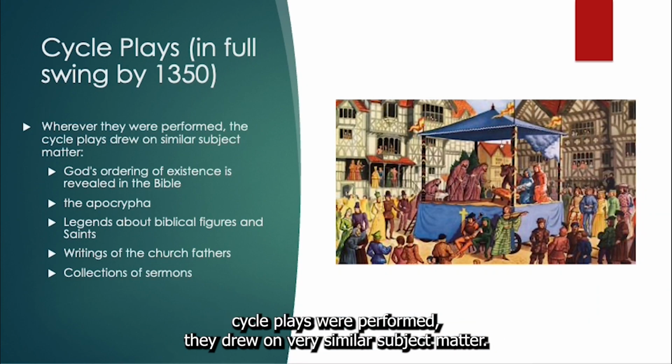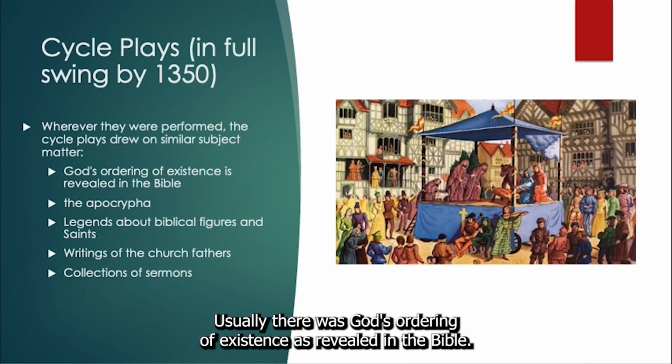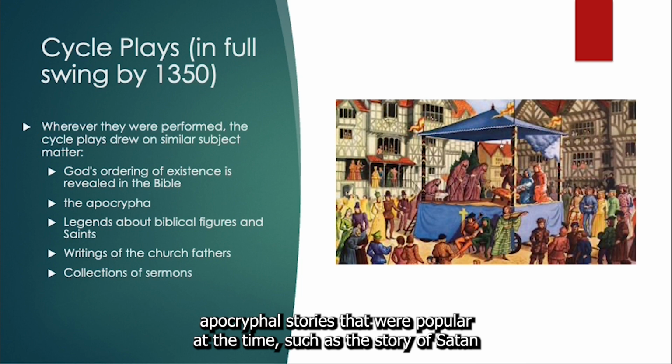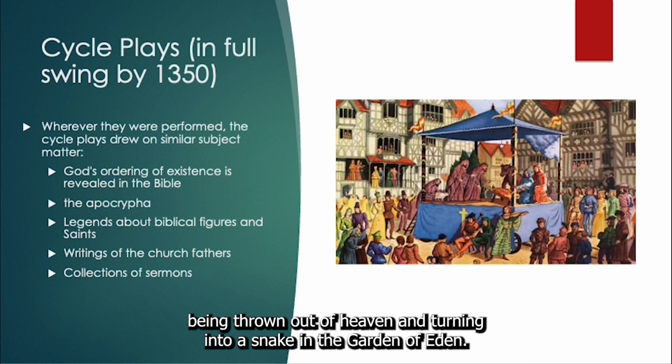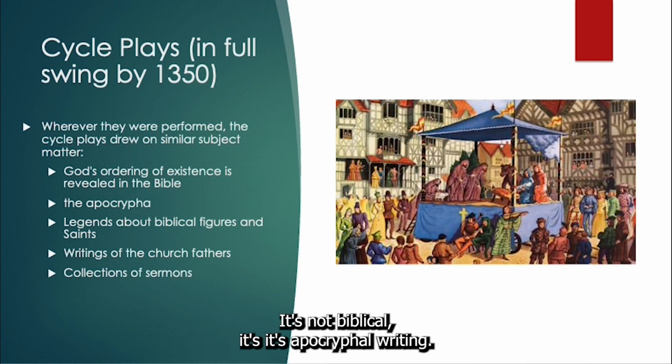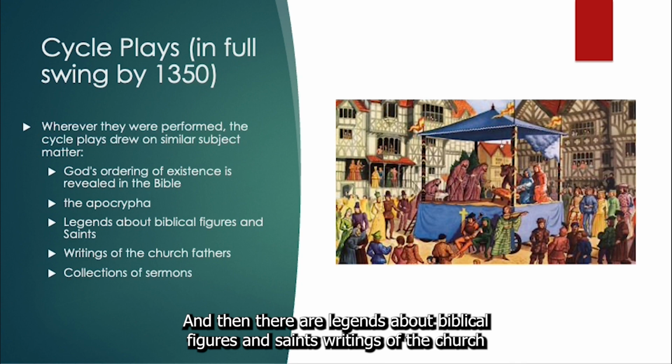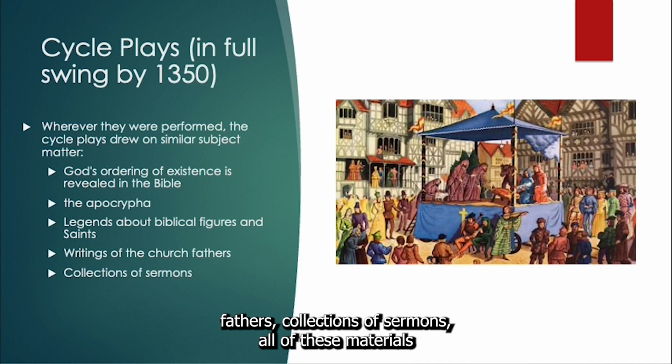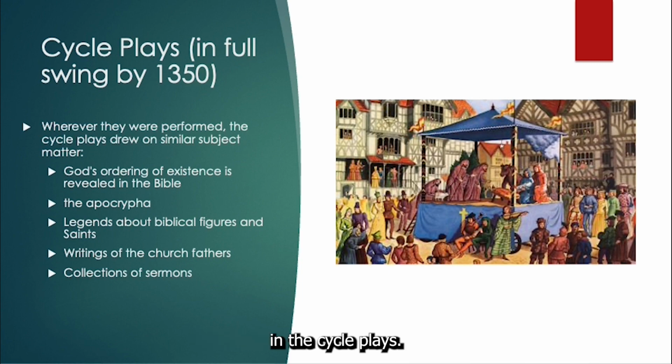And wherever cycle plays were performed, they drew on very similar subject matter. Usually there was God's ordering of existence as revealed in the Bible. There were apocryphal stories that were popular at the time, such as the story of Satan being thrown out of heaven and turning into a snake in the Garden of Eden. That's part of the apocryphal writing, not of the Bible. It's not biblical. And then there are legends about biblical figures and saints, writings of the church fathers, collections of sermons. All of these materials fed into the plays that were performed in the cycle plays.